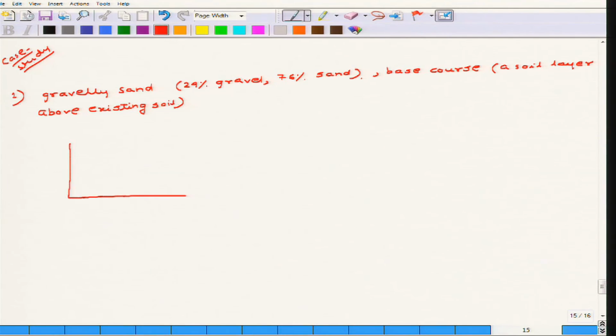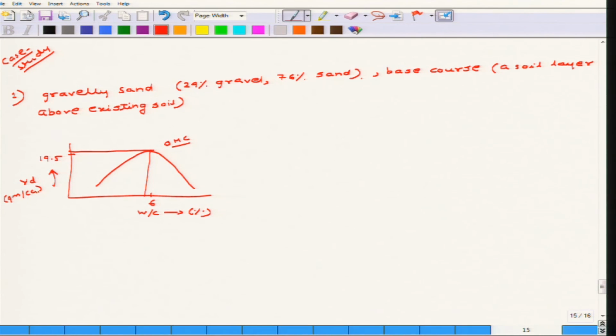So, we have the compaction curve like this, where the moisture contents are 6% and 19.5%. The optimum moisture content is somewhere here. This is the OMC, this is the water content in percentage, and this is the gamma d in gram per cc or kilonewton per meter cube, but here it is in kilonewton per meter cube. So, this is the OMC, the optimum moisture content, and the corresponding gamma d max.